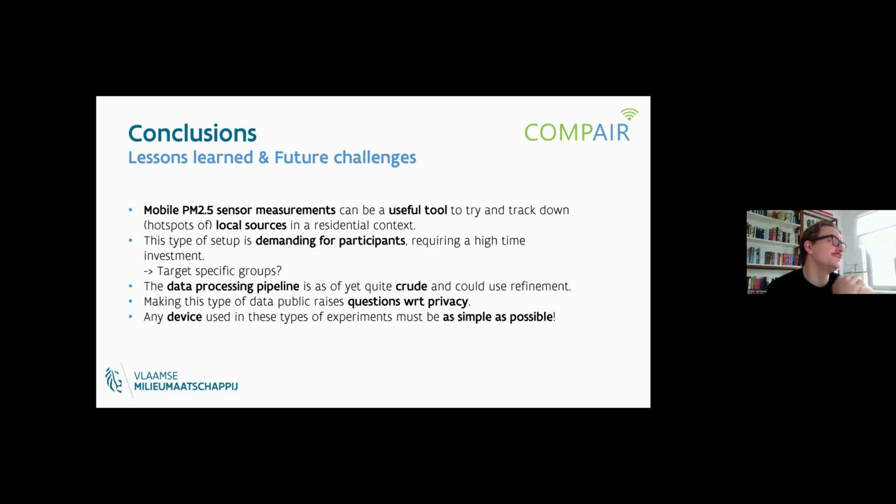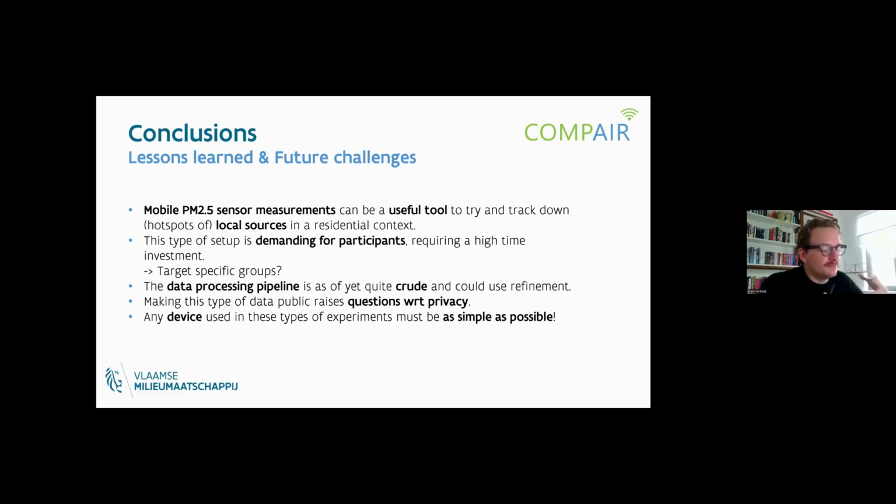Something that could certainly use refinement is the data processing pipeline. It's quite crude now. A lot of the thresholds that we put in, basically, were set just by trial and error. And so we could really try and think a bit more about what could be good physical principles to really give these thresholds a little bit of a foundation.